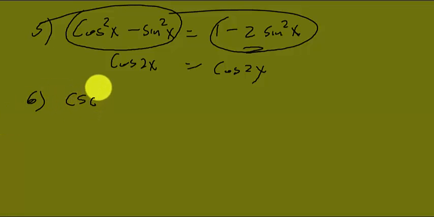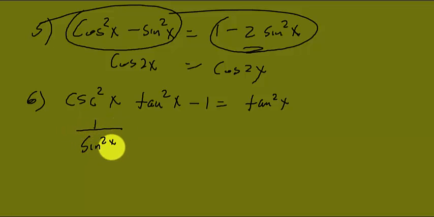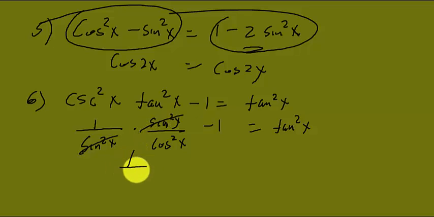Cosecant squared x times tangent squared x minus 1 is equal to tangent squared x. Again, I have no clue, so therefore I'm going to turn everything into sine and cosine. This is 1 over sine squared x times sine squared x over cosine squared x minus 1 is equal to tangent squared x. Looks like sine squared x cancels out. I get 1 over cosine squared x minus 1 is equal to tangent squared x.